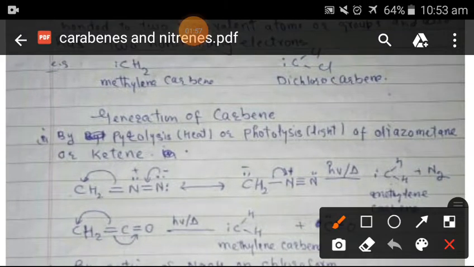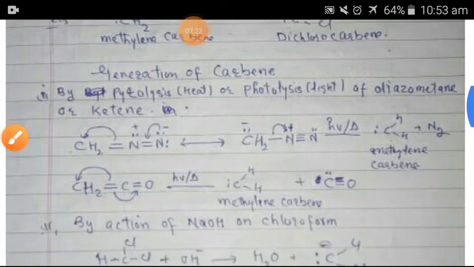The first method is by pyrolysis or photolysis of diazomethane. Pyro means heat, and photo means light. By applying heat to the diazomethane, or in the presence of light, the diazomethane or ketenes give the carbenes. Clear? So let us see here one by one.